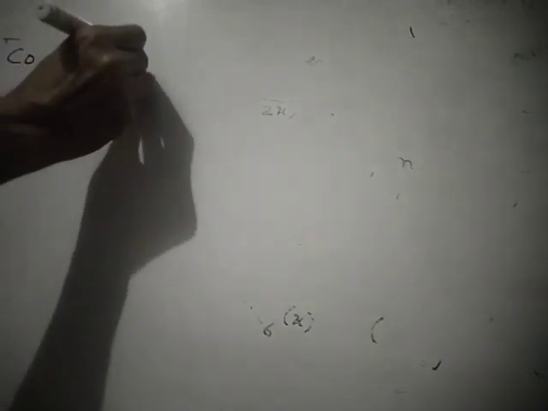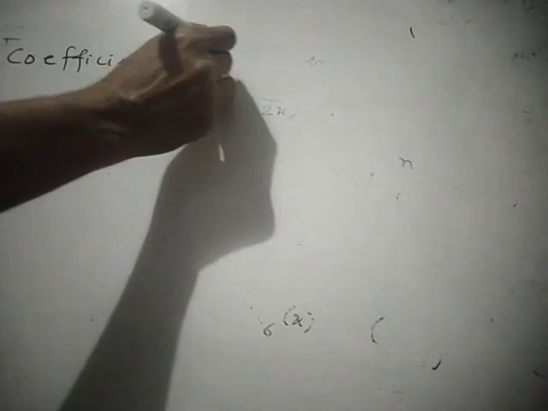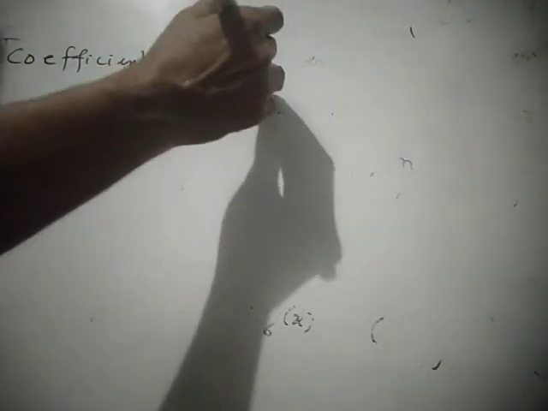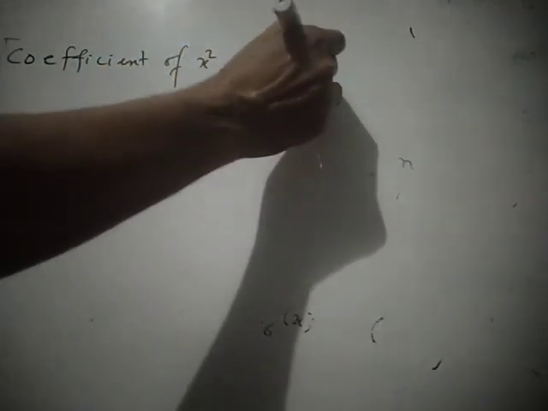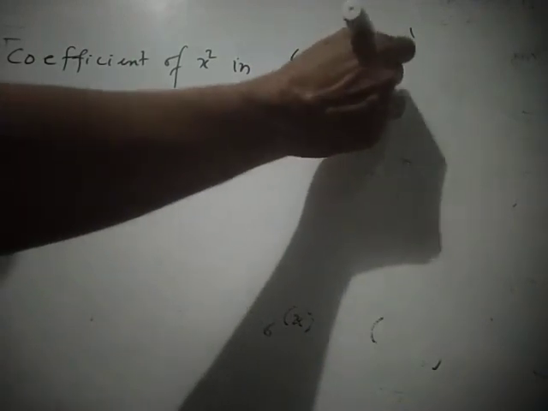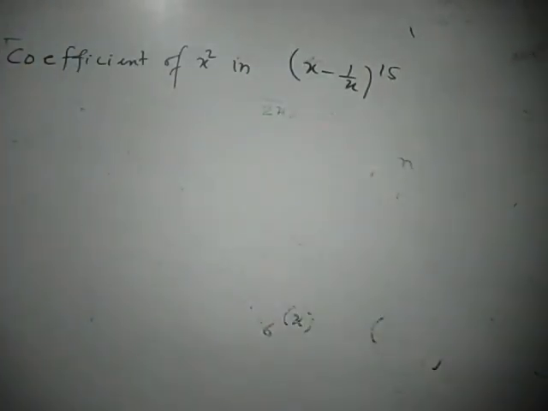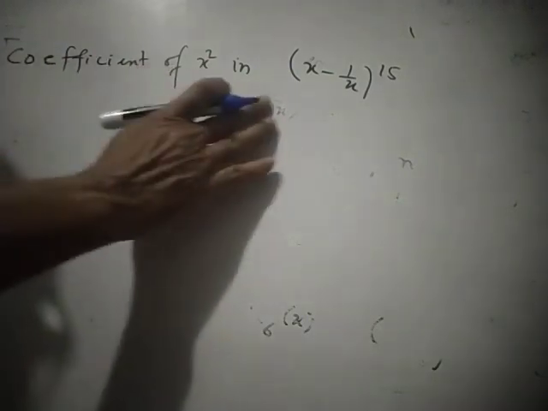Now, if we go to another type of sum, finding the coefficient of a particular term, like find the coefficient of x square in the expansion of x minus 1 by x whole to the power 15. How to approach this? When a particular term is given, we know which term to find, but here the term is not known. Which term contains x square, we don't know.